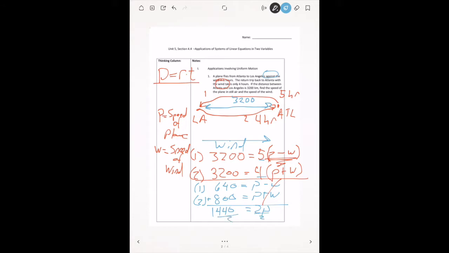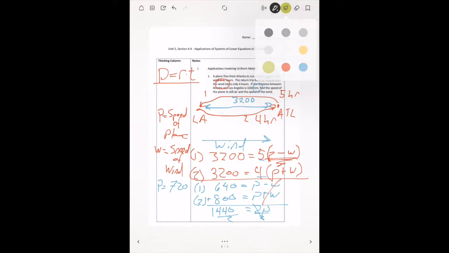And we should, if everything was done correctly, end up with p, the speed of the plane, is 720 miles per hour. Or I should say, I'm sorry, kilometers per hour, since we're dealing in kilometers. So this plane is going 720 kilometers per hour, or at least it thinks it's going that speed. Don't forget, the wind is going to slow it down just a little bit. So the engines think it's going 720, but how fast is the speed of the wind? How fast is that affecting it?